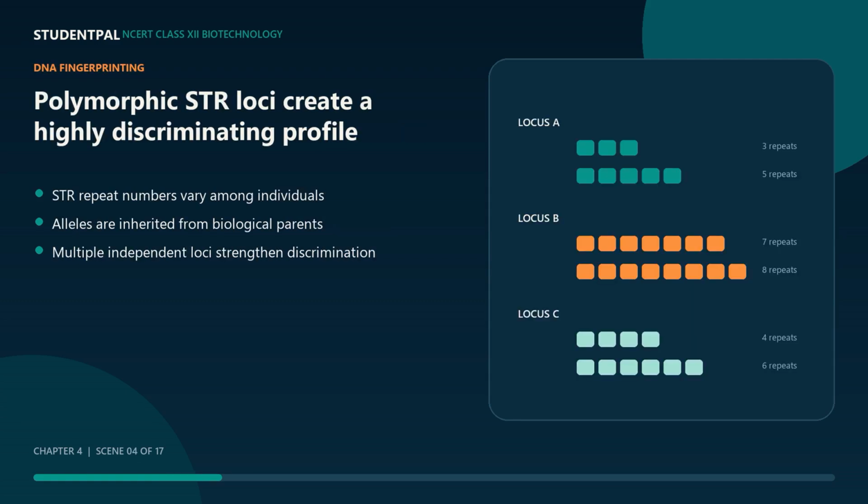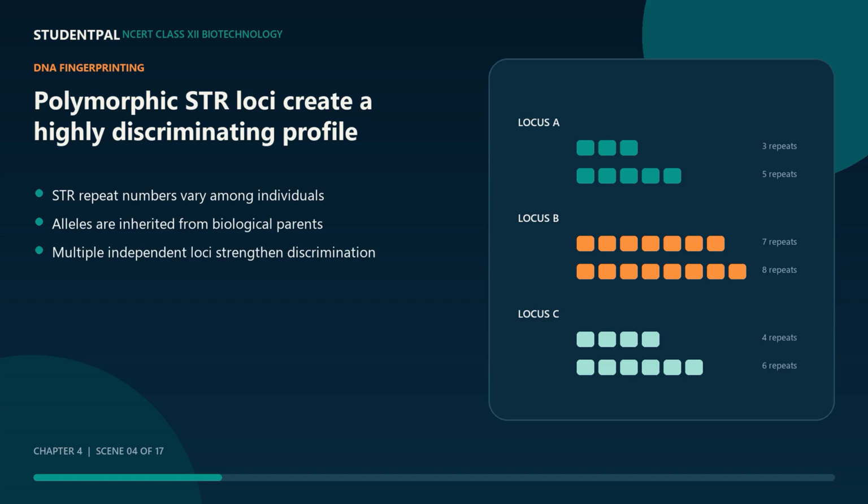DNA fingerprinting, more precisely called DNA profiling in many contexts, compares inherited polymorphic regions. Short tandem repeats, or STRs, contain a short sequence repeated a variable number of times. Different repeat numbers create alleles of different fragment length. At one locus, many unrelated people may share an allele. When several independent loci are examined together, the combined profile becomes much more discriminating.